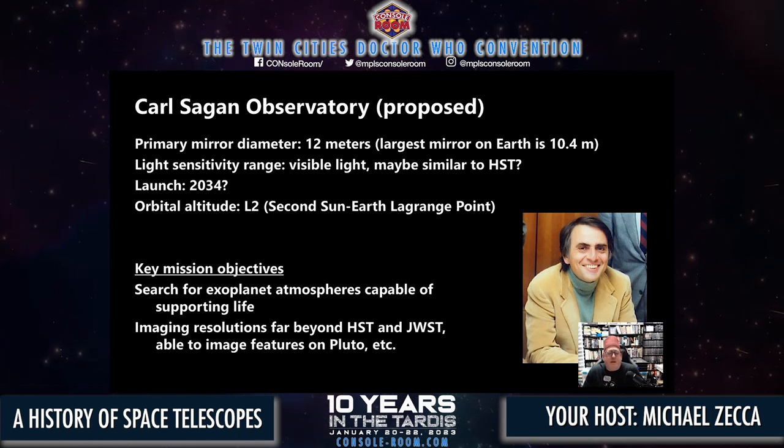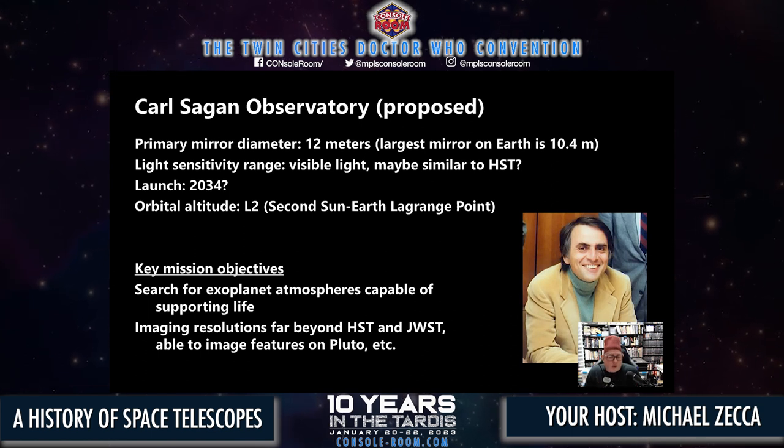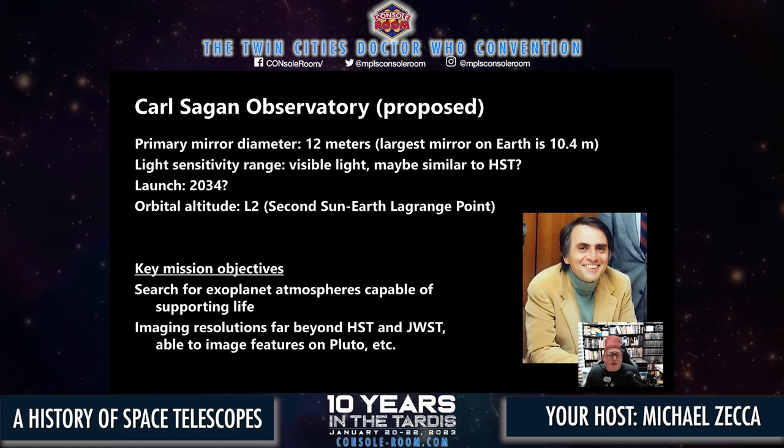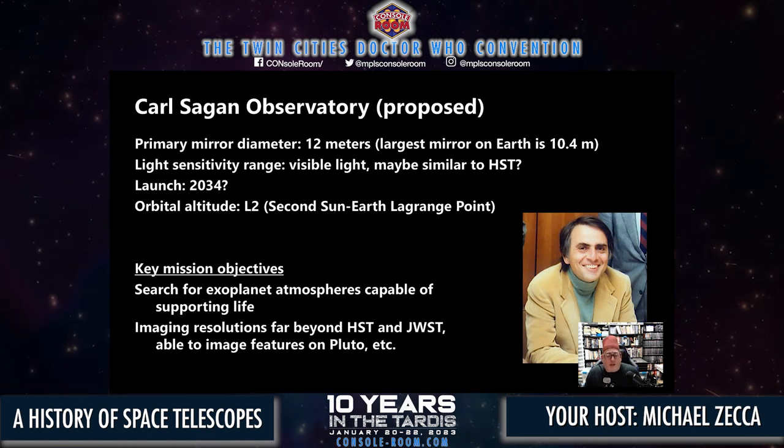And so this would be a cool thing if it could be built. But can it be, and will there be funding for it? A lot of questions there. Obviously, they decided to name it after Carl Sagan because of the focus on exoplanets.